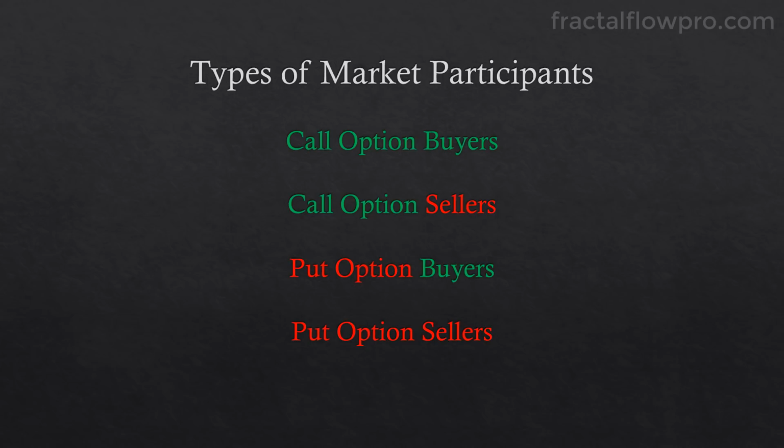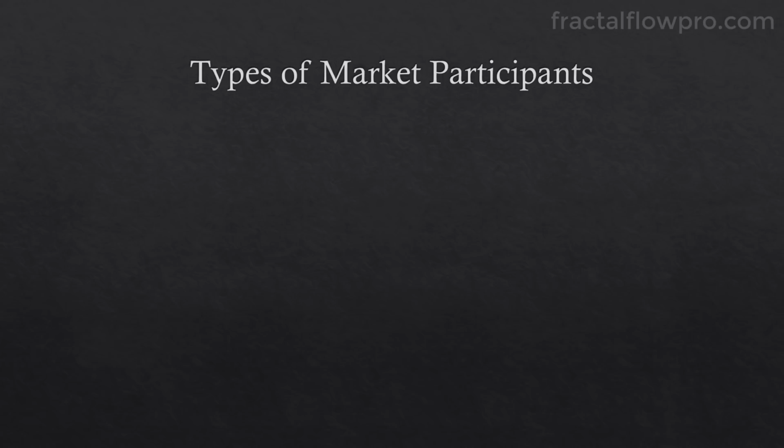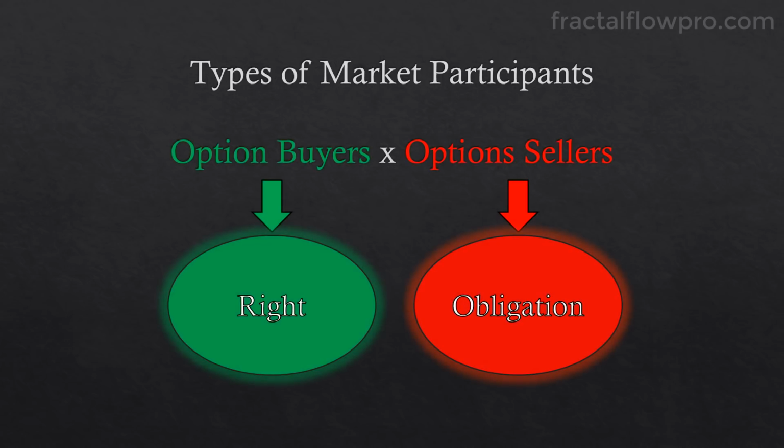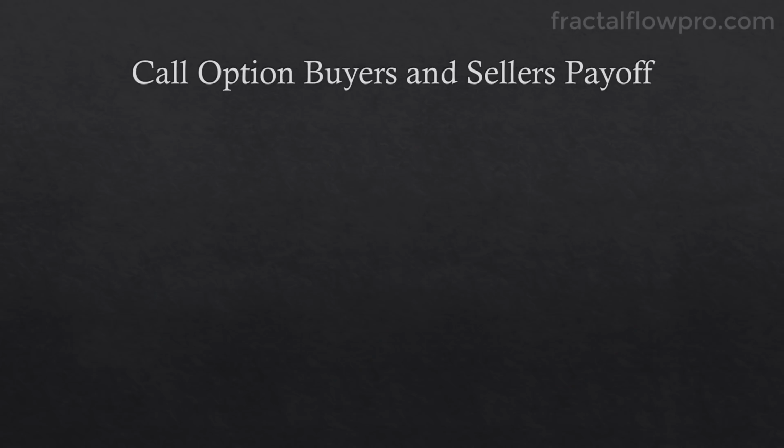The options market is different than the spot market because one side of the market has a right, so it necessarily follows that the counterpart has an obligation. In other words, there is an asymmetry between option buyers and option sellers. Let's take a simpler example of the call option contract first and analyze the payoff charts of both call option buyers and call option sellers to observe an important distinction between the two.